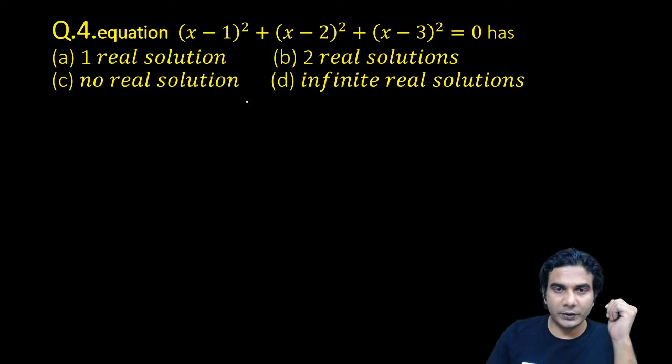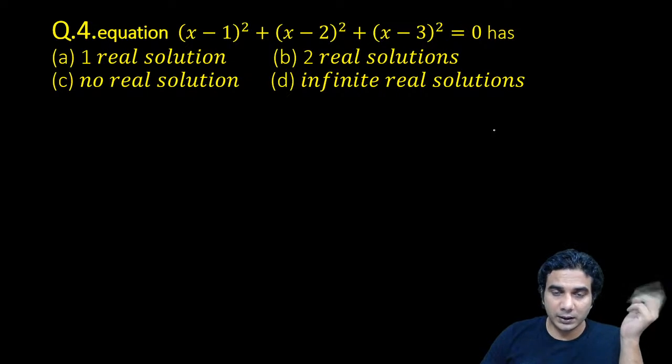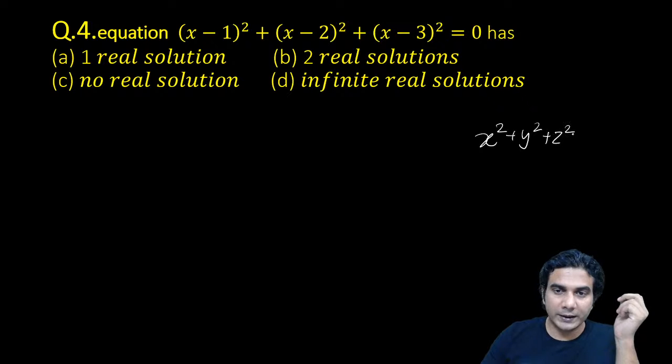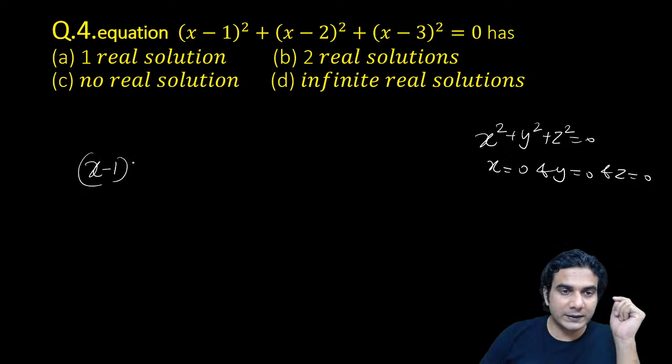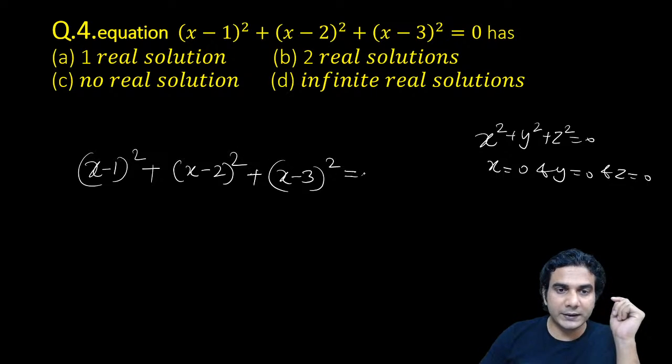Alright, now let me discuss with you. We have already used it in previous questions also, so the same logic we need to apply here also. If we have x square plus y square plus z square is equal to 0, then x must be equal to 0 and y must be equal to 0 and z must be equal to 0 simultaneously, right? Otherwise it won't be 0. So again we have three perfect squares in addition. So x minus 1 whole square plus x minus 2 the whole square plus x minus 3 the whole square is equal to 0.